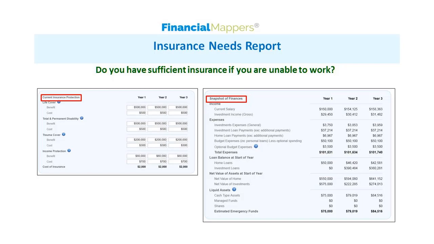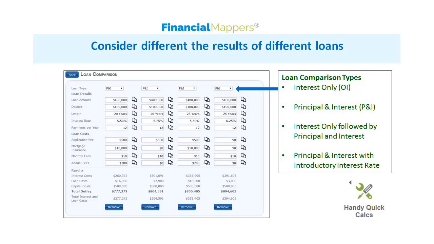Your advisor will require this information because they need to consider how you will meet your loan payments and manage your investments if you are unable to work due to illness or injury. In this example, the plan owner is thinking of purchasing an investment property. As they're looking to borrow $400,000, they use the loan comparison calculators found in Handy Quick Calcs on the planner page in the Plan Management area.